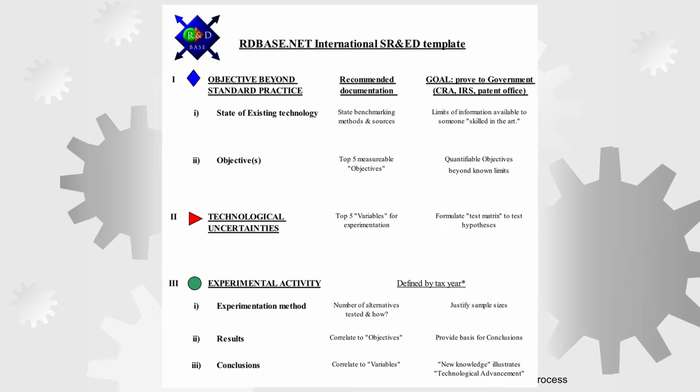Okay? So the results should correlate to objectives, but most importantly, the conclusions should correlate to the variables. And it's the conclusion that is the technological advancement. Okay? So until you hit the conclusion, you haven't finished. It's sad when you see clients get to the result stage and they stop the project here and then they run into problems on the review because, again, they've only given the business results, not the scientific results, which is the conclusion.